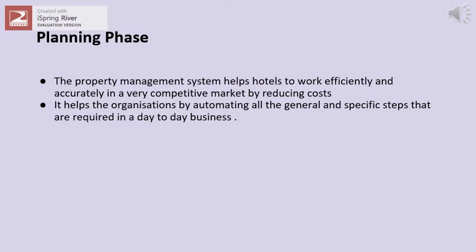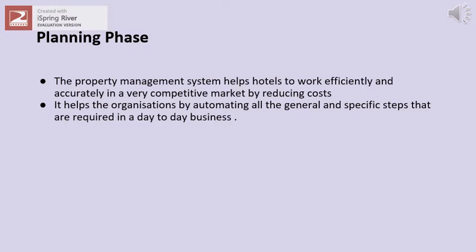Coming to the planning phase, the project overview statement is to help hotels to work efficiently and accurately in a very competitive market by reducing costs and automating all the general and specific steps required for the allocation of the accommodation. The Opera Hotel Management System is a system which offers services for all different sizes and types of accommodation facilities. Opera Management provides convenient front desk services which help in saving customers' time while performing different operations such as check-in, check-outs, reservations and getting some information, etc.